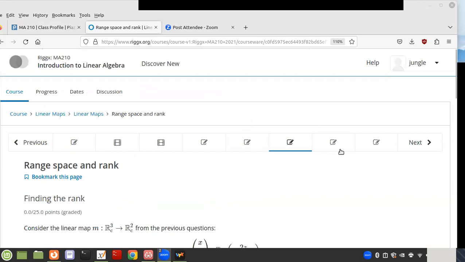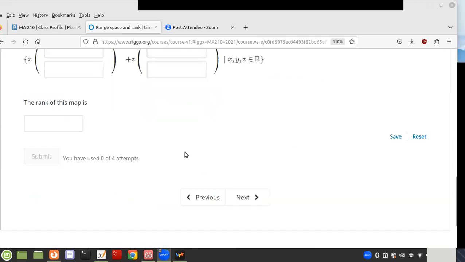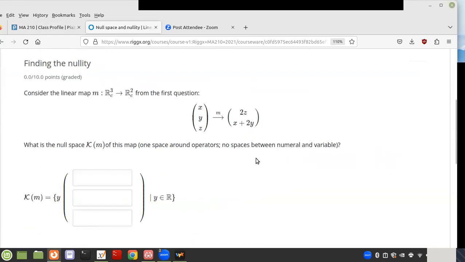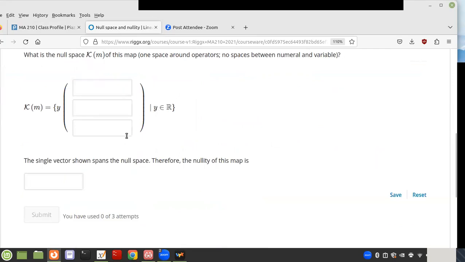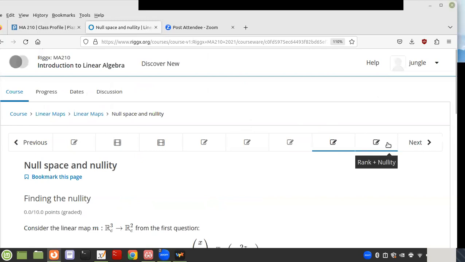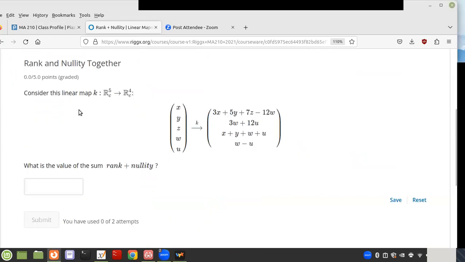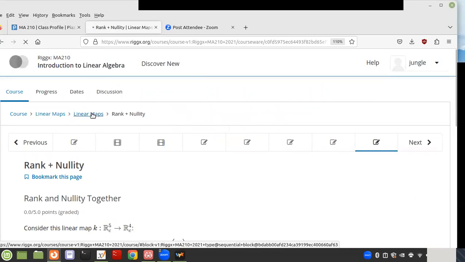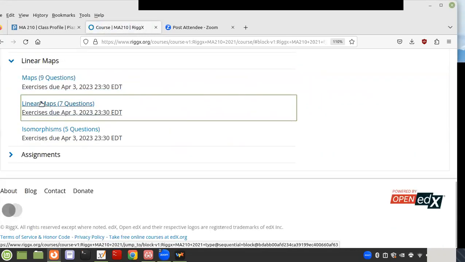This is just trying to review concepts, and you have lots of attempts on these. Then here's null space and nullity, which is again reviewing the definition. And then here's rank plus nullity. Here's a map. What is the value of the sum, rank plus nullity? You could do it the hard way, finding the rank and the null space independently, or use that theorem we talked about. So these are exercises you can now probably do.